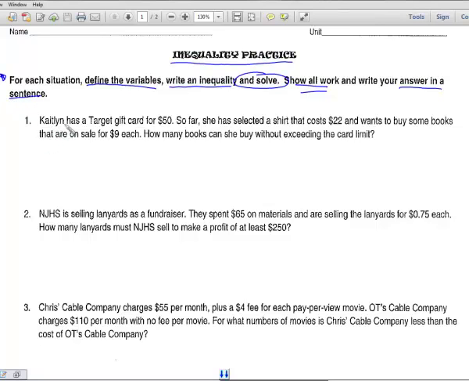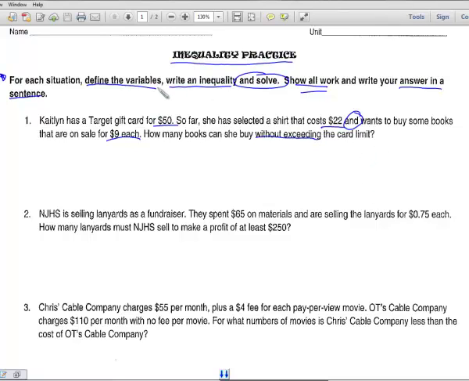Alright, so Caitlin has a Target gift card for $50. So far she has selected a shirt that costs $22 and she wants to buy some books that are on sale for $9 each. How many books can she buy without exceeding the card limit?